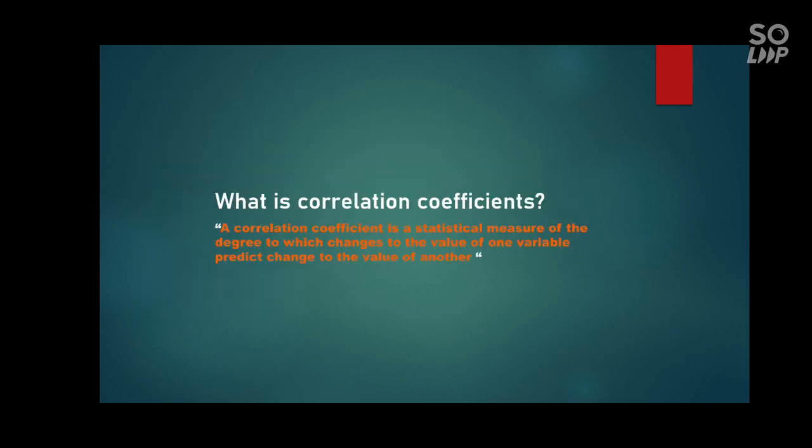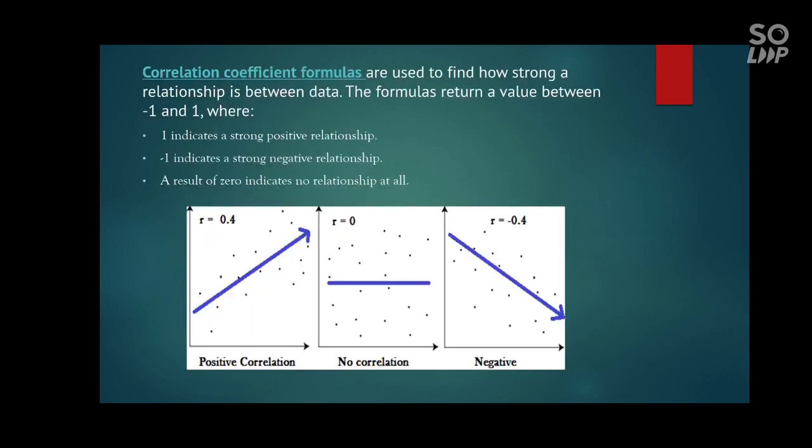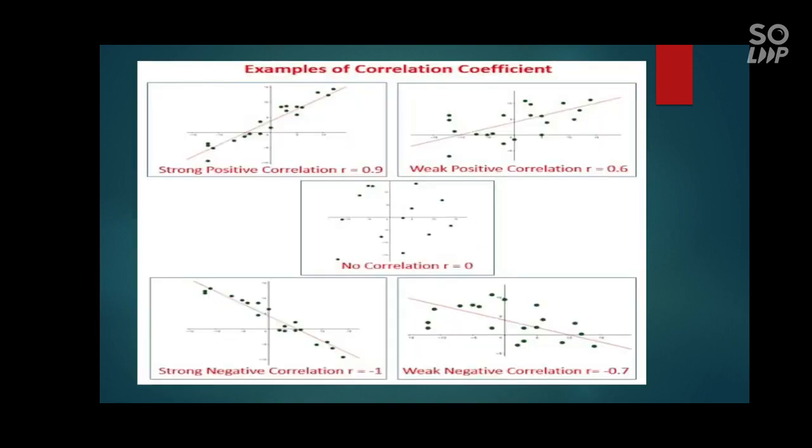A correlation coefficient is a statistical measure of the degree to which changes to the value of one variable predict change to the value of another. If we look into these graphs, we can find that correlation coefficient values come between -1 and +1, where +1 indicates strong positive correlation, -1 indicates strong negative correlation. 0 indicates no correlation among the variables at all. Here is another set of graphs.